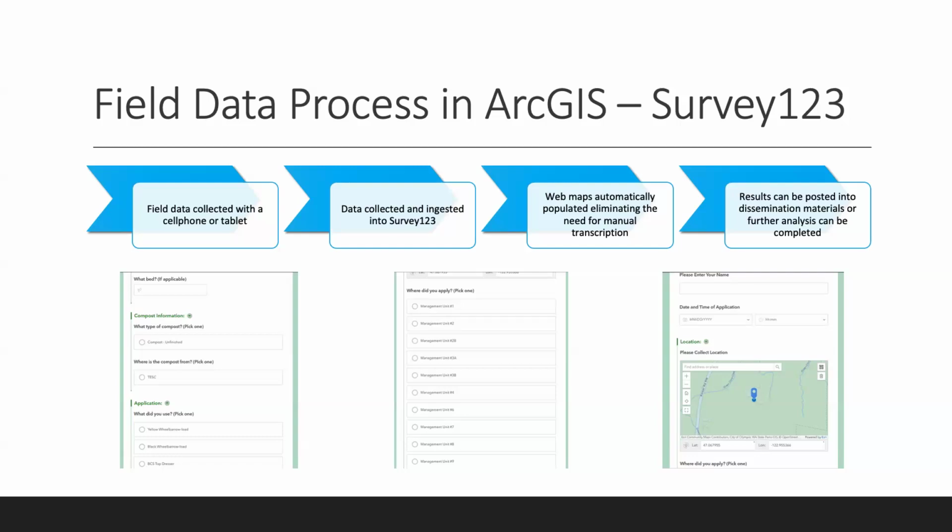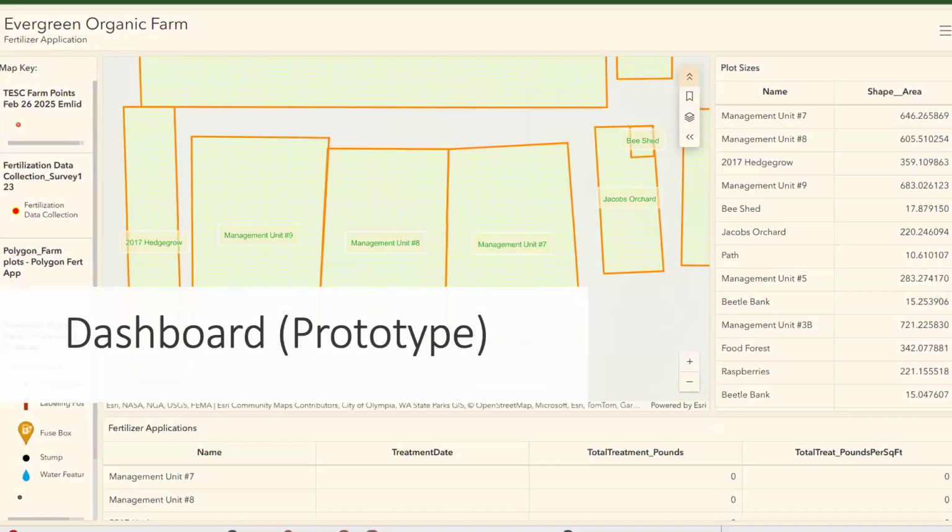And then it automatically just goes into that farm map and has those automatic calculations, and then can go into dissemination materials from there. So this brings me to one of the dissemination materials, and that is a dashboard. Once the data was all integrated, the next step was to build a user-friendly way to explore and share it. This is where this dashboard comes into play.